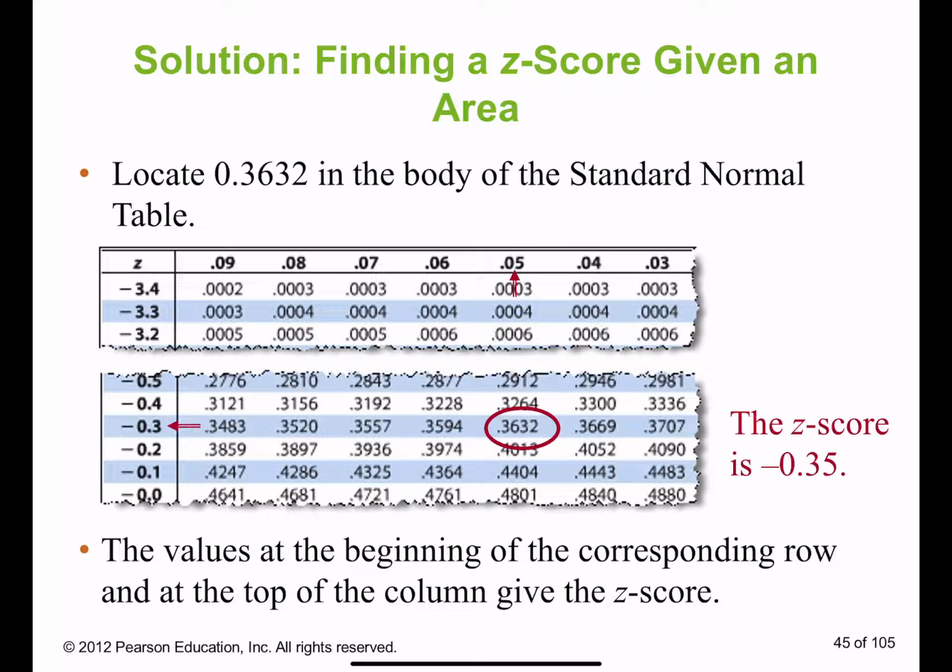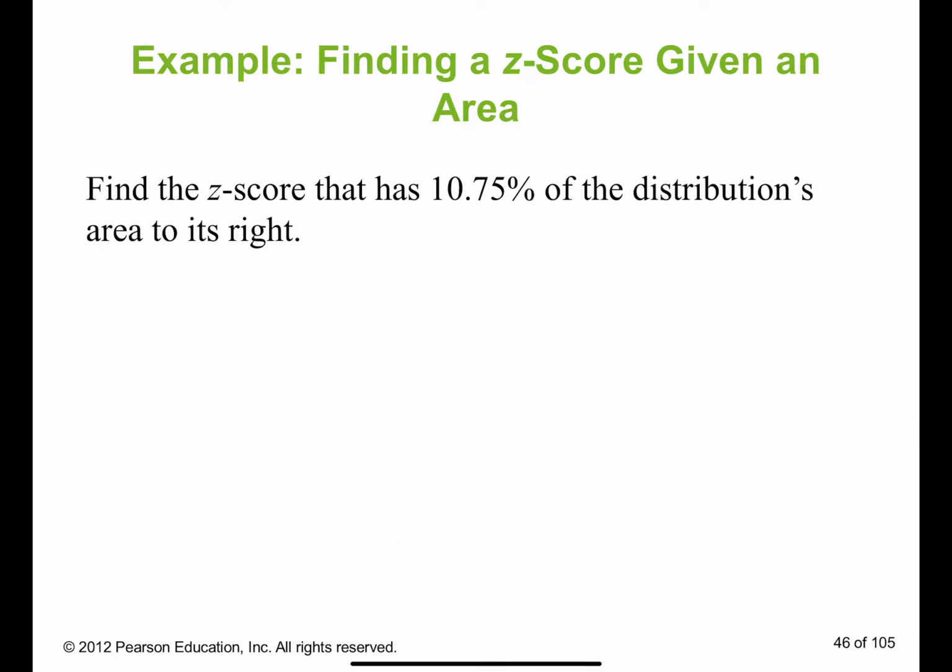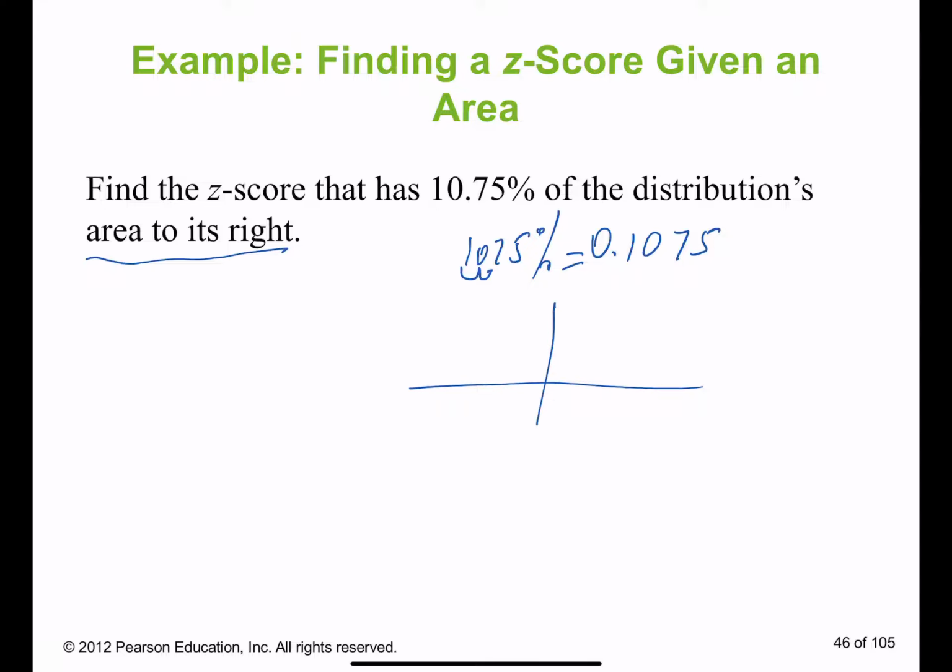So I suppose you watched the first part of chapter 5.3 recording, therefore this would be easy already. Next one: find the z-score that has 10.75% of the distribution area to its right. First of all, 10.75% is going to be 0.1075, right? This is the mu, the average, and 0.1075 is to the right, okay?